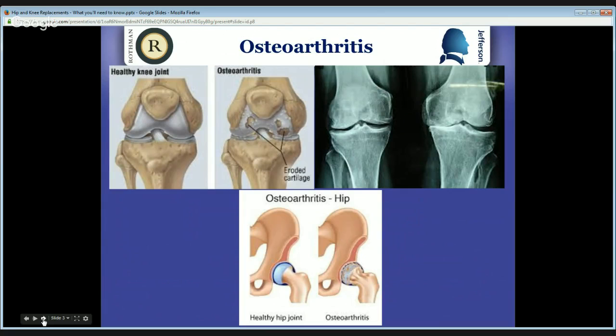Same thing for a hip. On the bottom part of the hip, you have a nice white shiny cartilage surface, and the one next to it is when it's all degraded and done with, essentially.